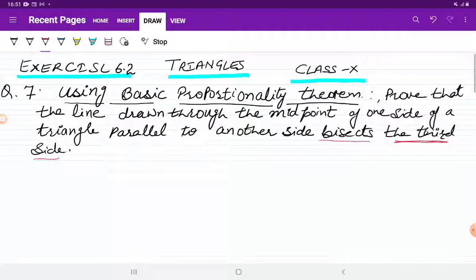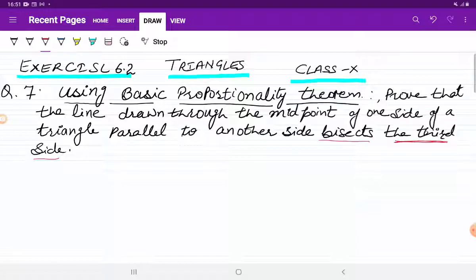Now come to the statement. What does this question state? Using basic proportionality theorem, so that theorem we are going to use here. That Thales theorem or BPT theorem, or you can say basic proportionality theorem, all are same. Prove that the line drawn through the midpoint of one side of a triangle parallel to another side bisects the third side.